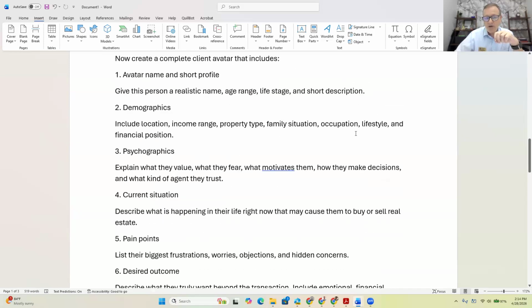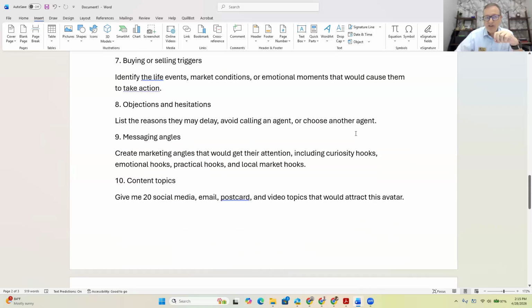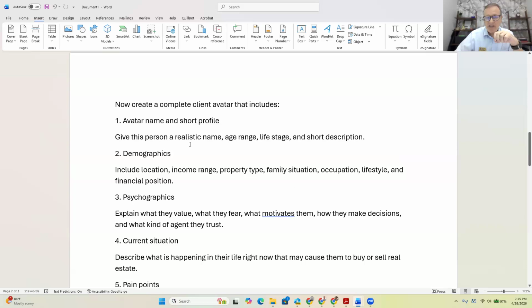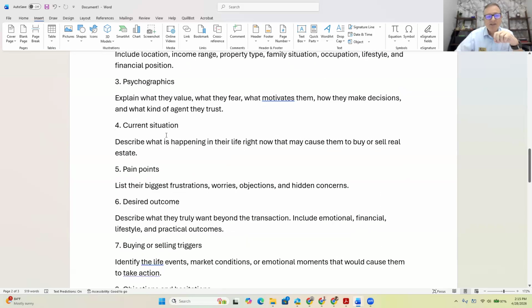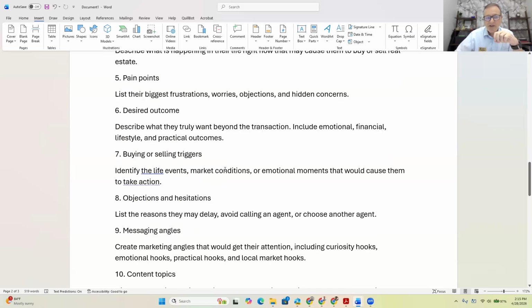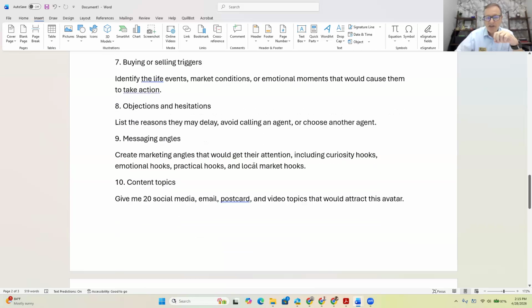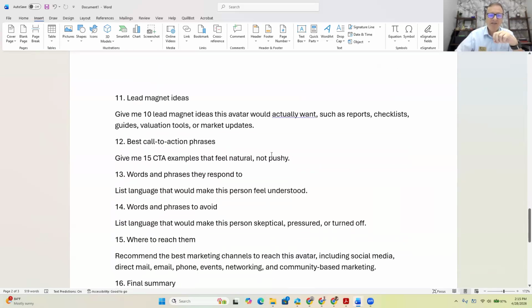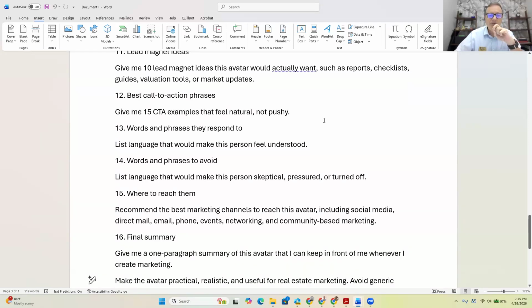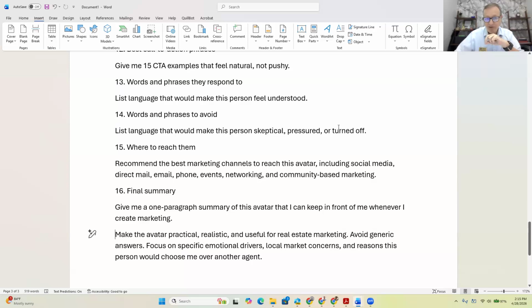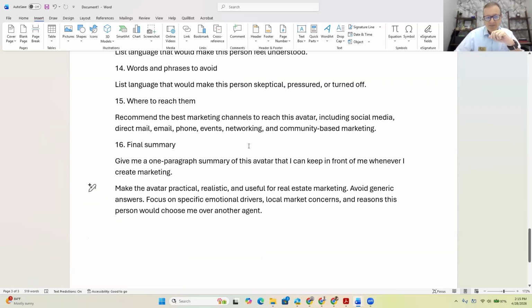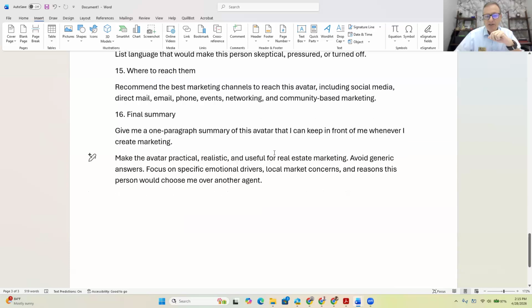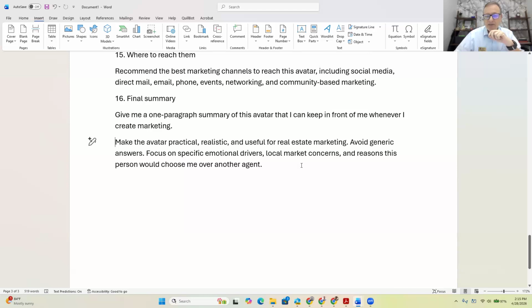And then the rest is all about building everything that you need, everything from the avatar name, profile, demographics, psychographics, current situation, pain points, desired outcome, buying and selling triggers, objections and hesitations, messaging angles, content topics, lead magnet ideas, best call to action phrases, words and phrases they respond to, words and phrases to avoid, and where to reach them, right? And then it gives you a full summary of that lead persona, and it makes it realistic and practical for useful real estate marketing.